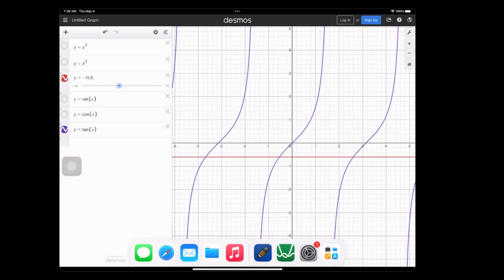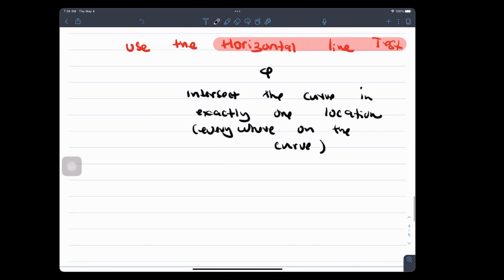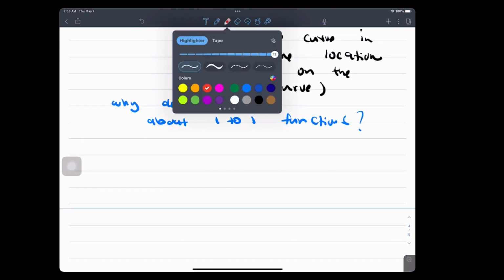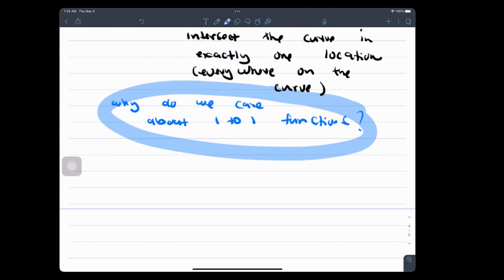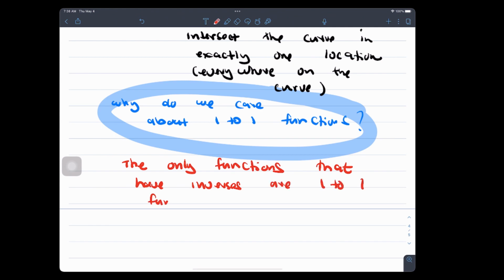So we go, okay, well, they're not one-to-one, but all right. Why do we care about one-to-one functions? Do you guys remember? There's a reason why we care. Do you guys know the reason? Because the only functions that have inverses are one-to-one functions. This is why you care. So if you ever run across a function that's not one-to-one, guess what? It does not have an inverse. It's weird.